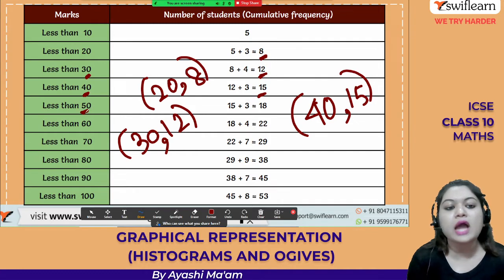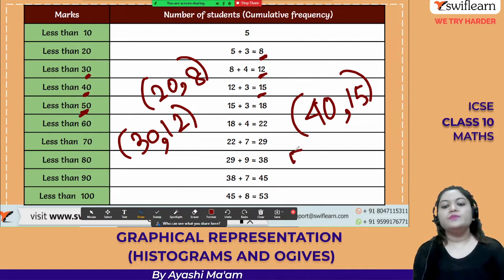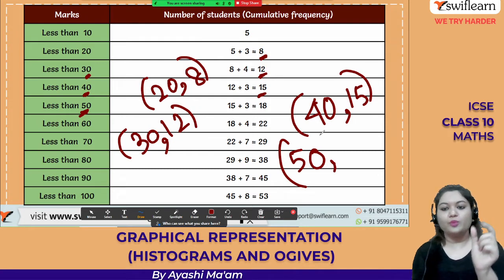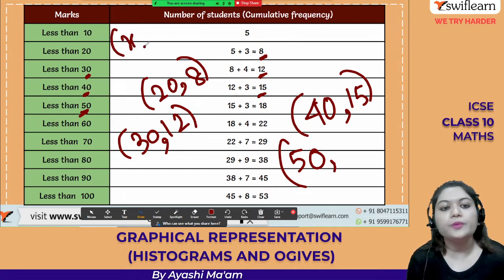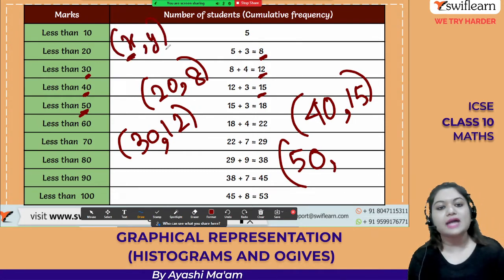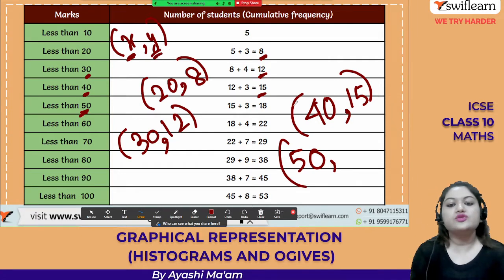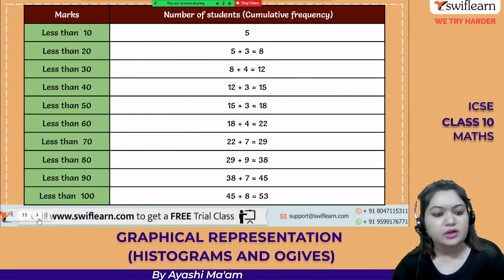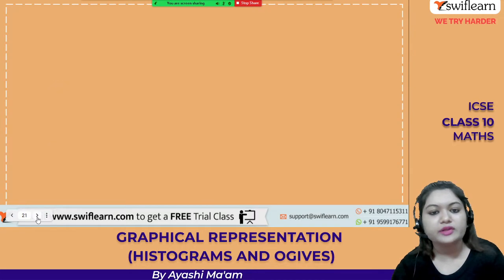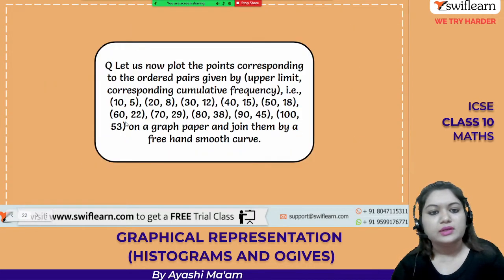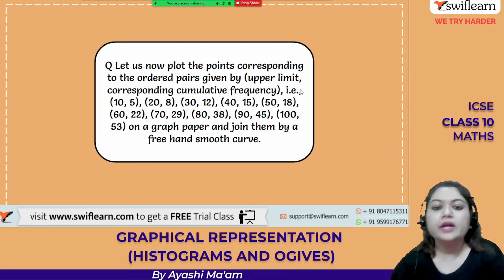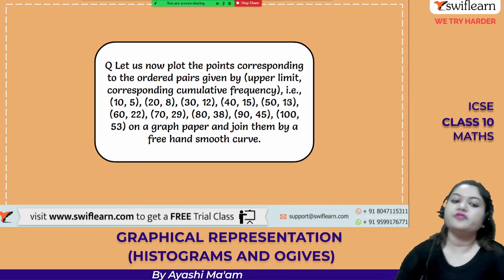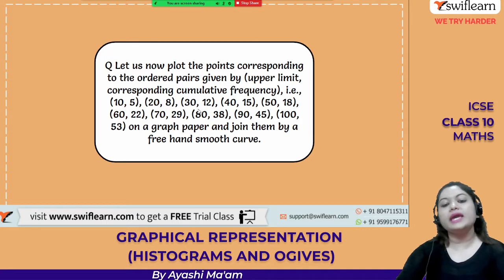Okay, for the next one the upper limit is 50, so 50 will be your x coordinate point, right? This is in a coordinate, I hope you know this, in the coordinate point this is your x axis point, this is your y axis point. So 50 comma the corresponding cumulative frequency, that is 18. Understood? Easy. Okay, see, this is exactly what they have done. Look at the points. See, upper limit comma the corresponding cumulative frequency. So 10 comma 5, 20 comma 8, 30 comma 12, 40 comma 15, 50 comma 18.